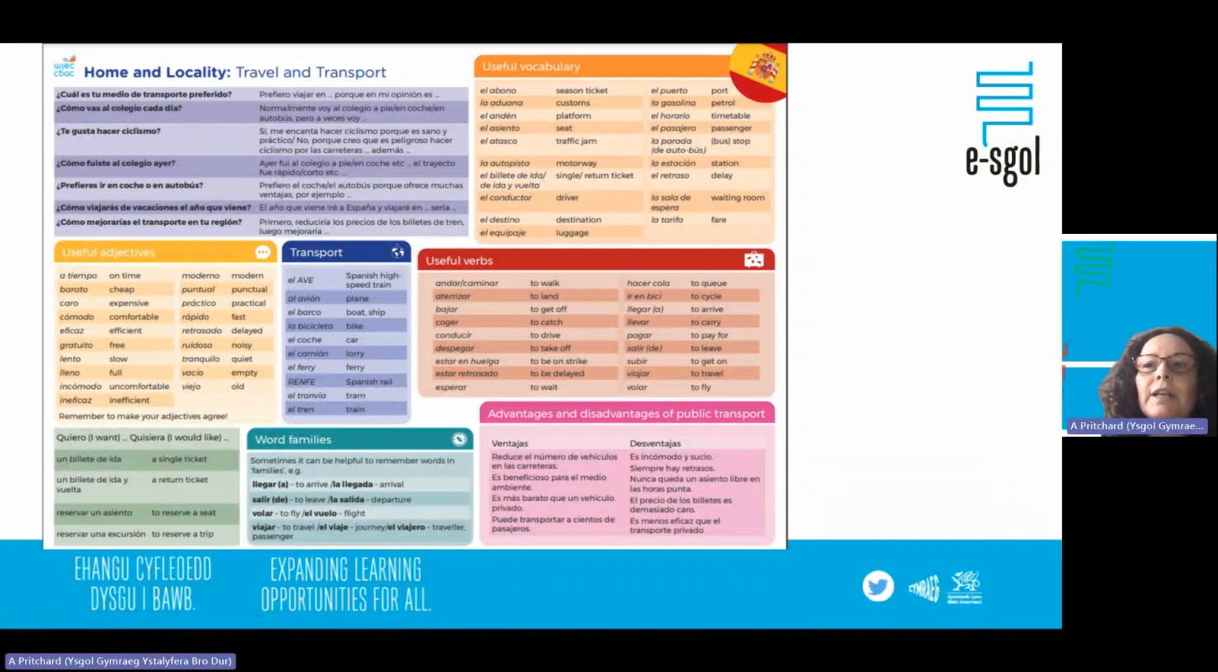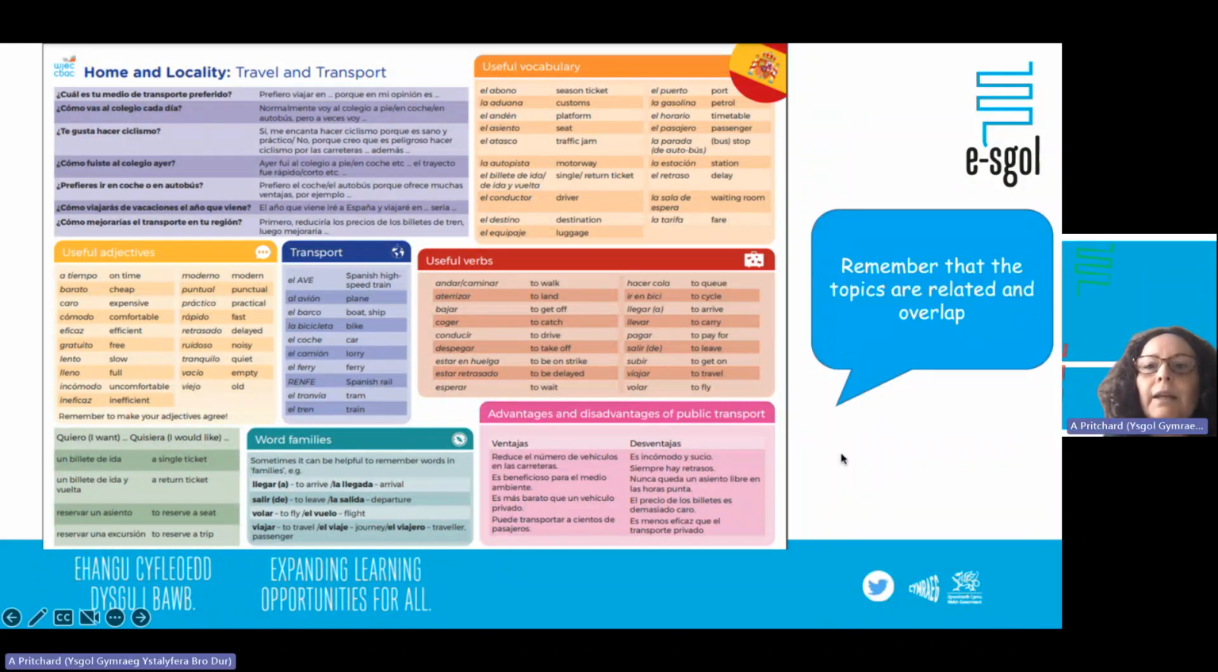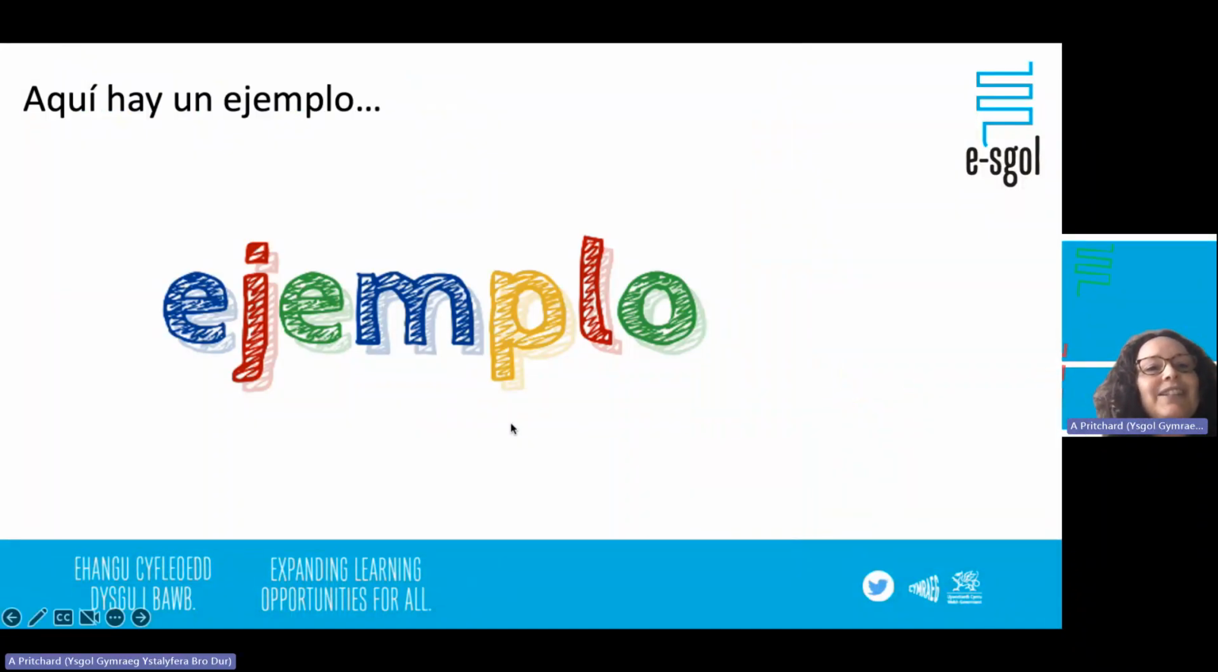And if you look at last year's Carlam Cymru, I did a session on how to use these effectively last year, if you wanted to have a little look at that from 2022. And remember, the topics overlap and they are related. Right, okay. Aquí hay un ejemplo.